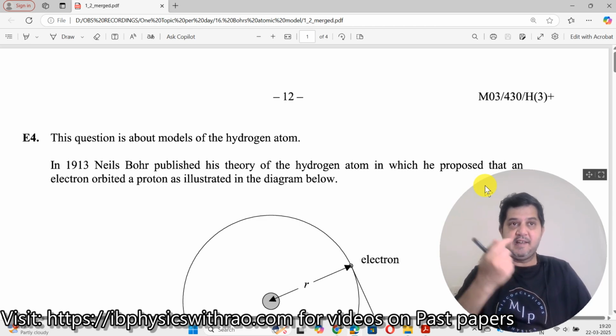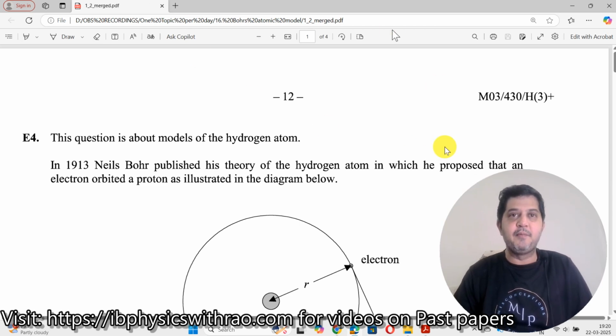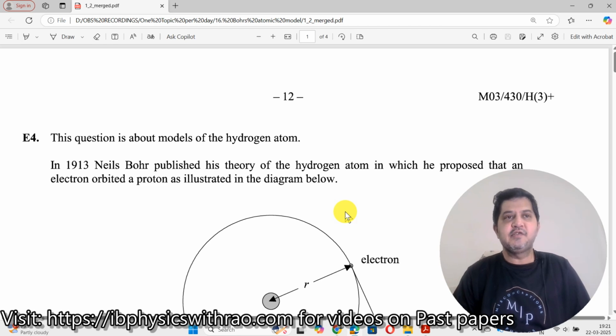Okay, now let us start solving the problem here. If you start solving this problem, you would probably have understood the complete Bohr's atomic model. So the first question goes like this.